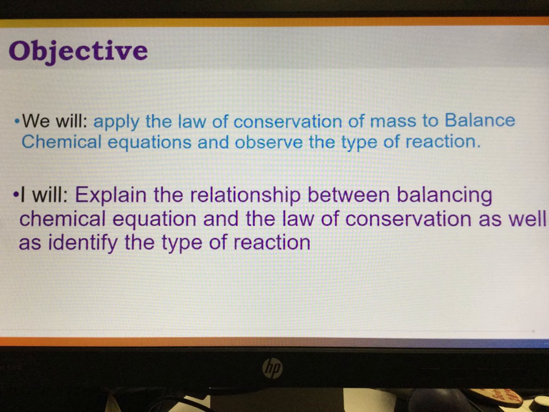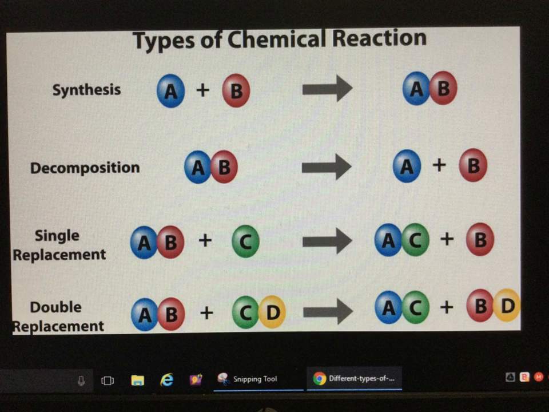So using the law of conservation of mass, which you already learned, whatever you had on the reactant side, you must have on the product side. So you must balance the equation first and then give the type of reaction. Today you're going to not only be able to balance the equation, but also identify what type of reaction the example is. Okay. So let's go over the 5 different types.